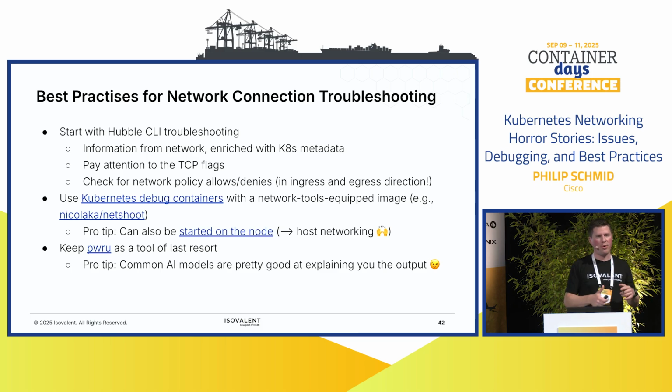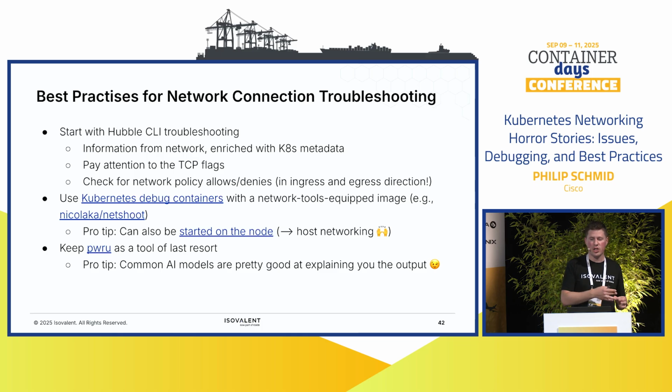Now here are a few best practices for network connection troubleshooting. First of all, my personal recommendation: always start troubleshooting with Cilium Hubble. I personally prefer the Cilium Hubble CLI over the UI, as it's a bit more powerful, especially with regards to its filtering capabilities. It basically shows you tcpdump output on steroids because it's enriched with Kubernetes metadata. It's showing you TCP states. It's showing you network policy allows or denies.